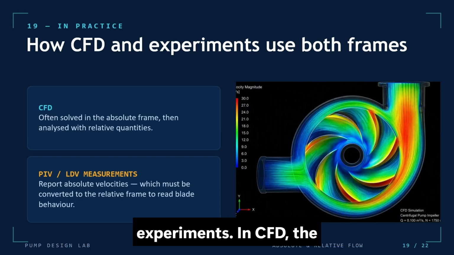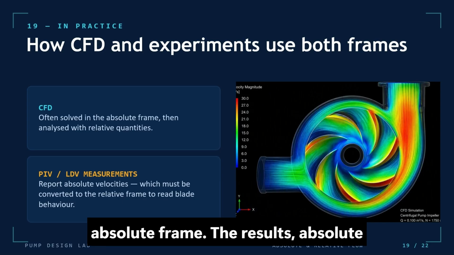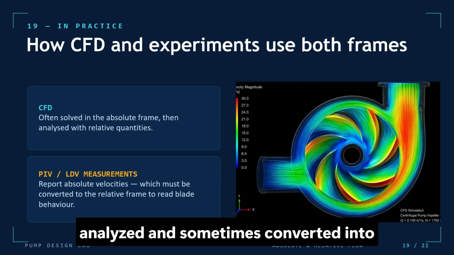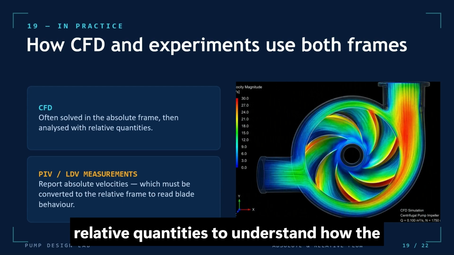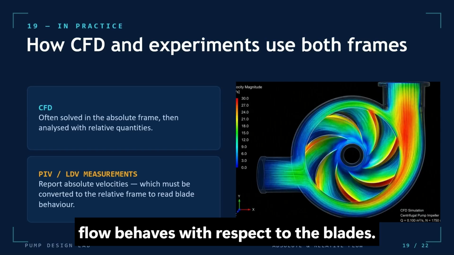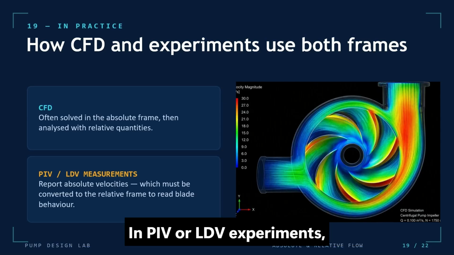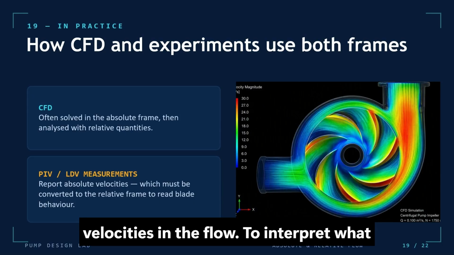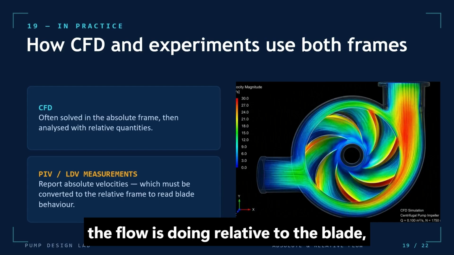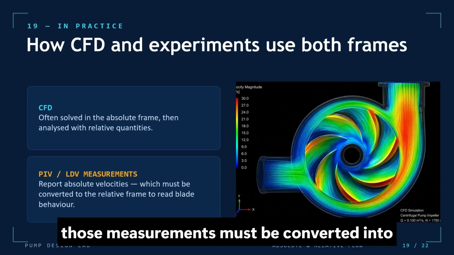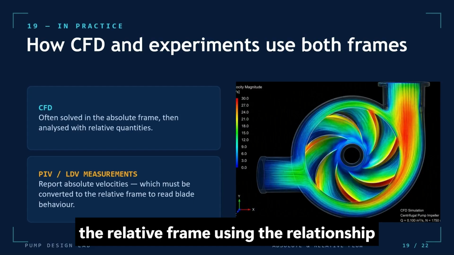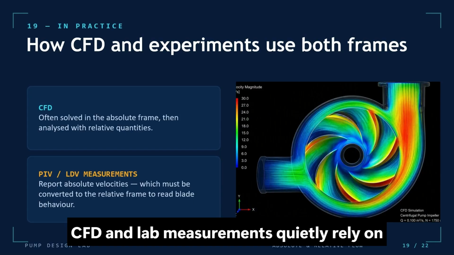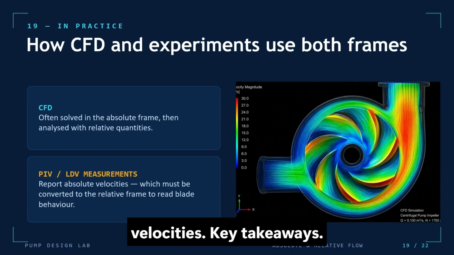In CFD, the equations are often solved in the absolute frame. The results, absolute velocity C and pressure fields, are then analyzed and sometimes converted into relative quantities to understand how the flow behaves with respect to the blades. In PIV or LDV experiments, instruments usually measure absolute velocities in the flow. To interpret what the flow is doing relative to the blade, those measurements must be converted into the relative frame using the relationship C equals U plus W. So both CFD and lab measurements quietly rely on this understanding of frames and velocities.